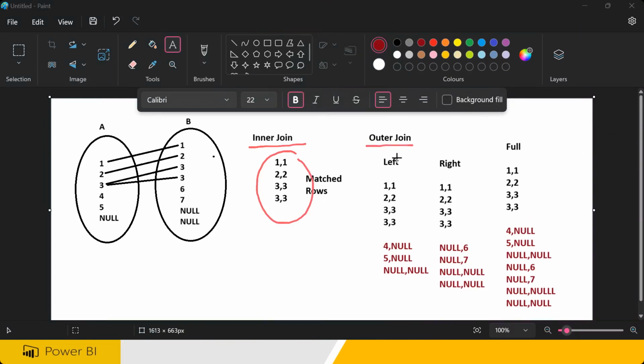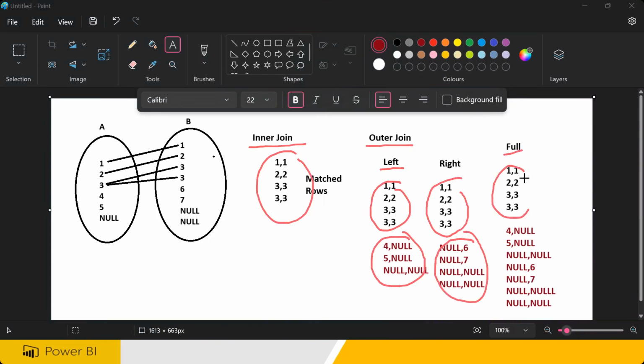Outer join always gives you matching data plus unmatched data from the left data set. It is left outer join. Matching data plus unmatched data from the right data set is right outer join. Full outer join will give you matching data and unmatched data from both data sets. It is left table data, it is right table data, right?